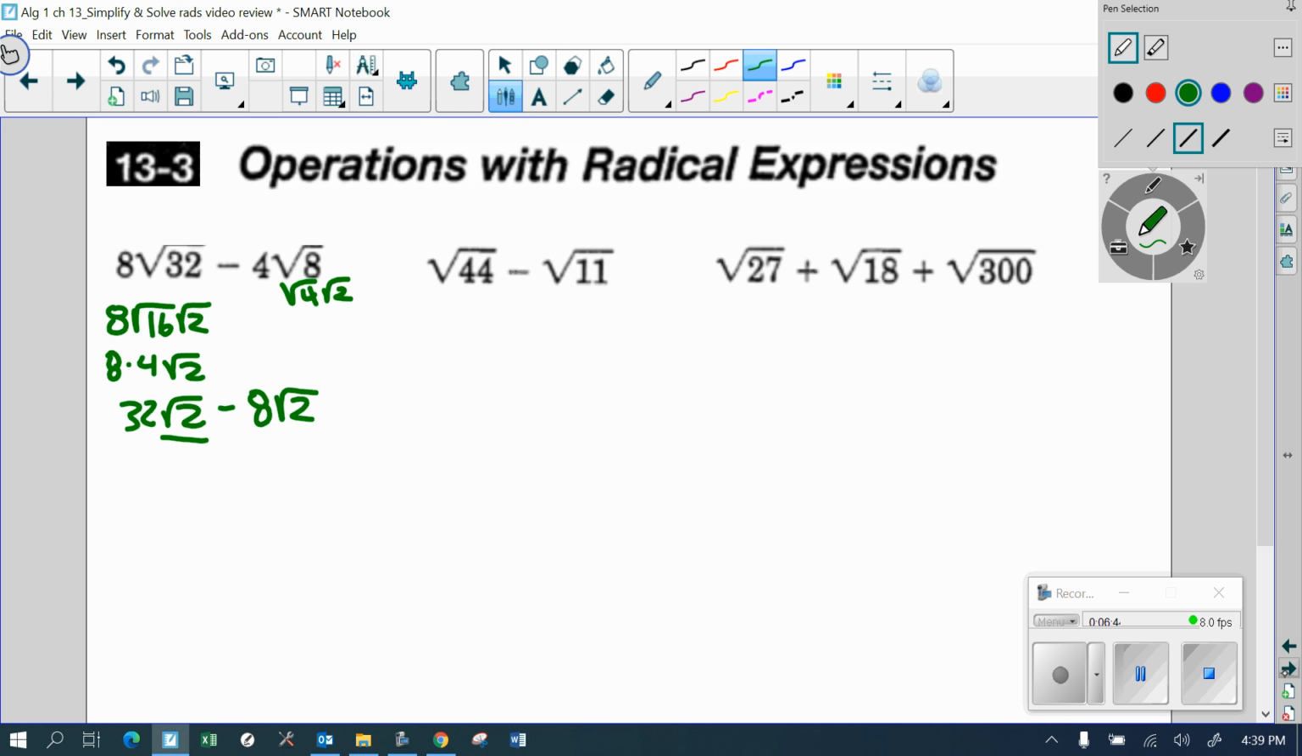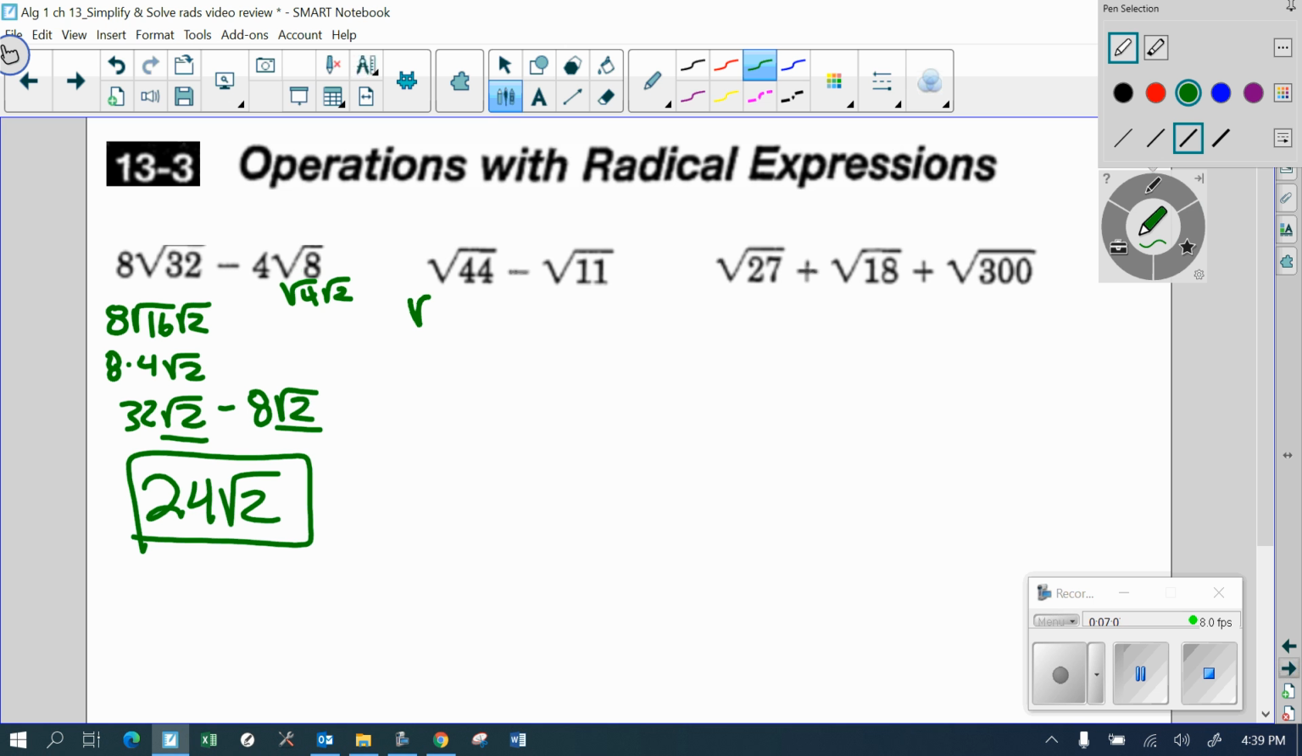Now I can put these together because the radicals are the same. That's like saying x. They're both x's. So I can combine by doing their coefficients. The radical itself doesn't change. 32 minus 8 is 24, and the radical stays the same, just like if it was x. That's like saying 32x minus 8x. That'd be 24x. Not doing anything with the x's. The x stays the same.